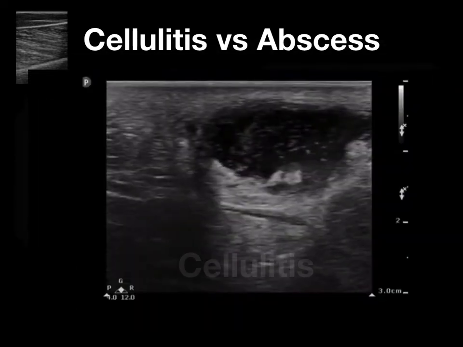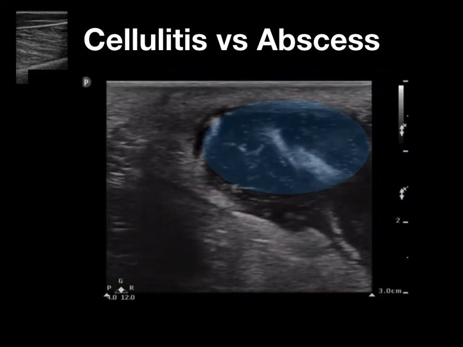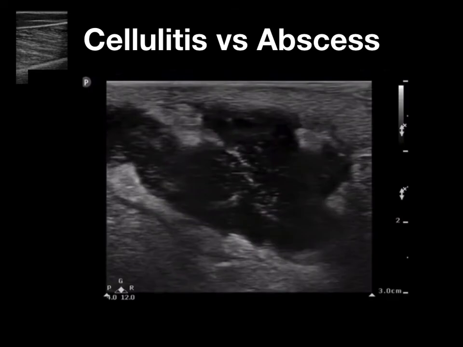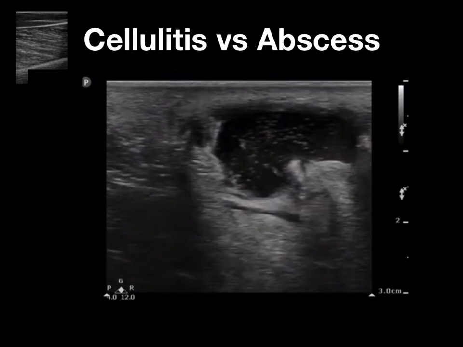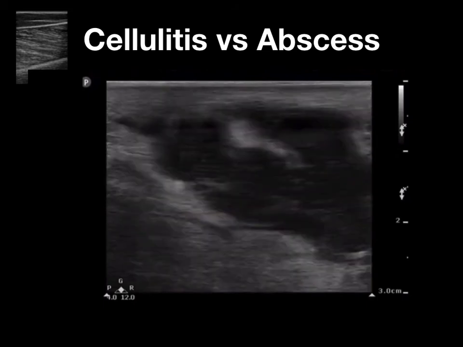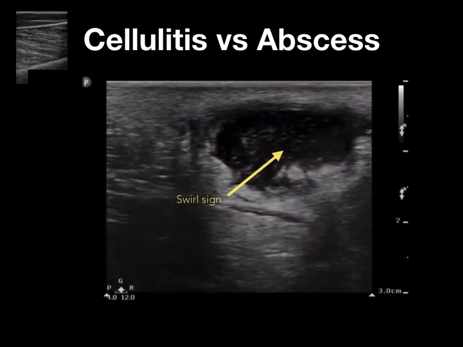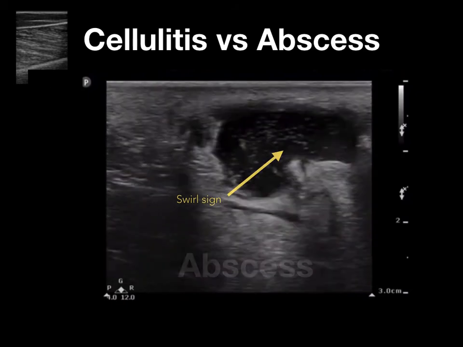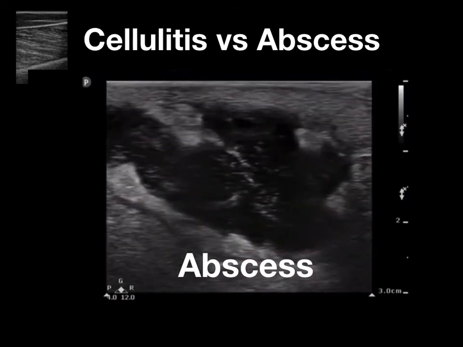Another finding you'll appreciate on soft tissue ultrasound is an abscess. Compared to cobblestoning seen in cellulitis, an abscess will appear as a discrete hypoechoic fluid collection, as seen above. Sometimes you may also appreciate particles moving within the fluid, as seen here. This is known as a swirl sign and is actually a more specific sign of an abscess.